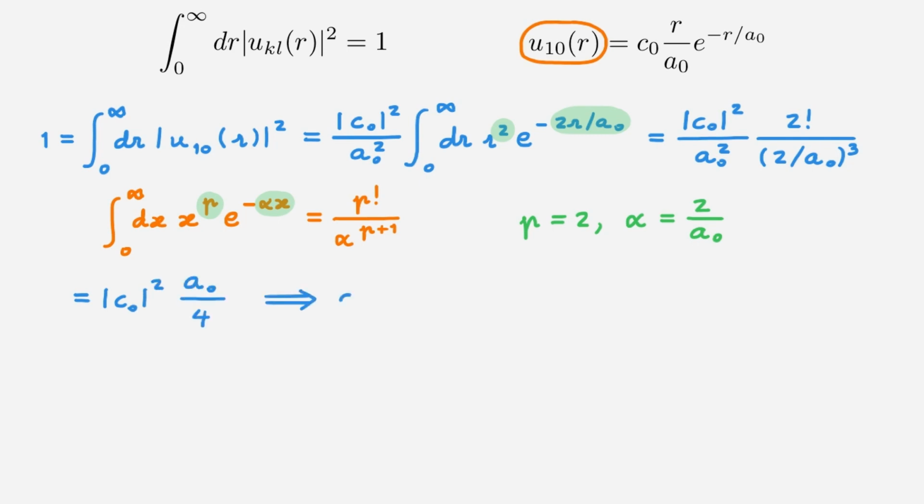We can then isolate c0 and get 2 over the square root of a0. And by the way, I have made a phase choice such that we end up with a real positive constant. With this result, we can rewrite U10 as equal to this prefactor times r times the exponential.